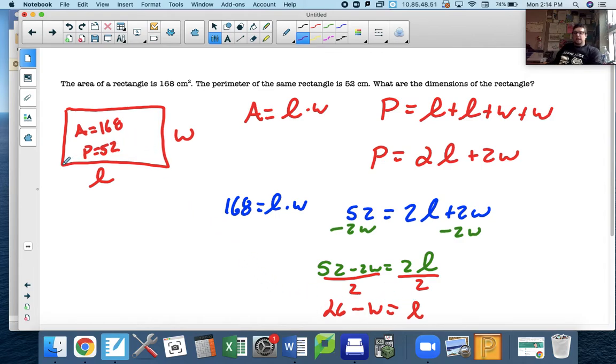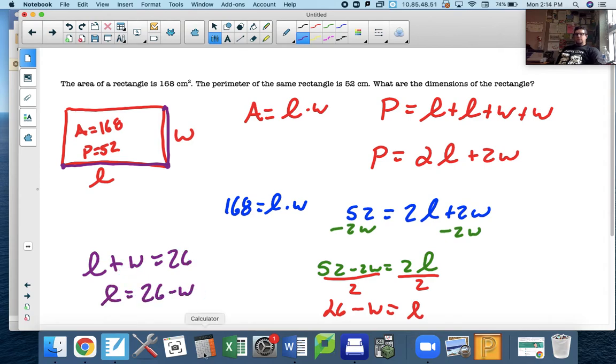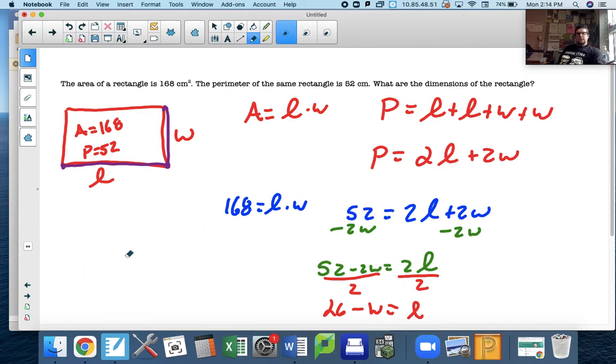They're saying that half the perimeter, L plus W, is 26. If the whole thing's 52, half of it's 26. Then to find one of them, length, all you have to do is take 26 minus what you know, and you get it. Something that you guys do inherently for a lot of these problems, for a lot of things.